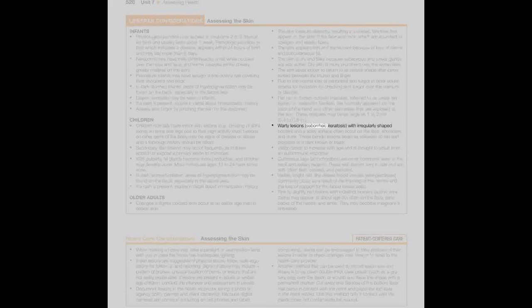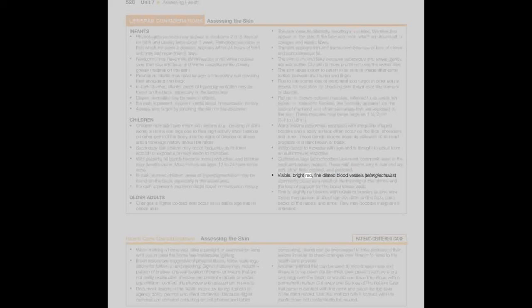Warty lesions, seborrheic keratosis, with irregularly shaped borders and a scaly surface often occur on the face, shoulders, and trunk. These benign lesions begin as yellowish to tan and progress to a dark brown or black. Vitiligo tends to increase with age and is thought to result from an autoimmune response. Cutaneous tags, acrochordons, are most commonly seen in the neck and axillary regions. These skin lesions vary in size and are soft, often flesh-colored, and pedicled.